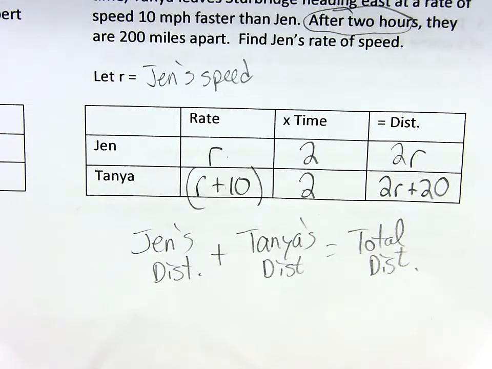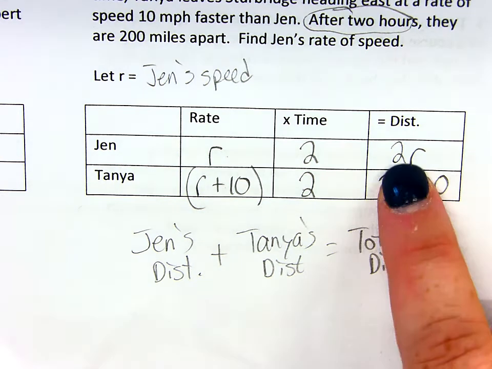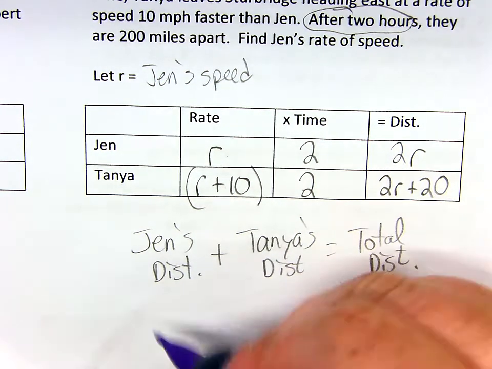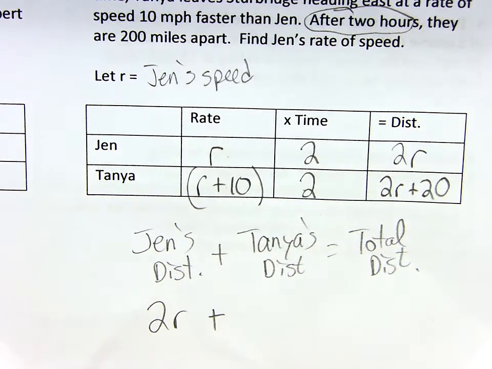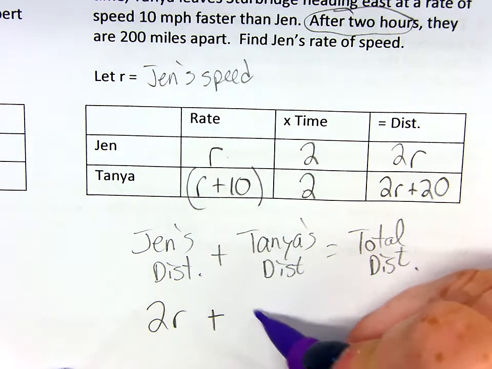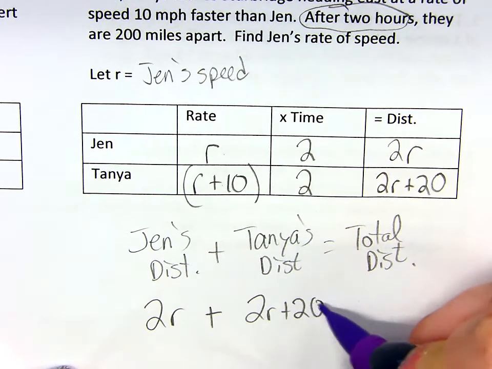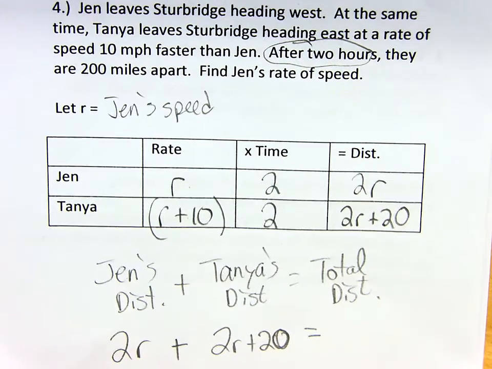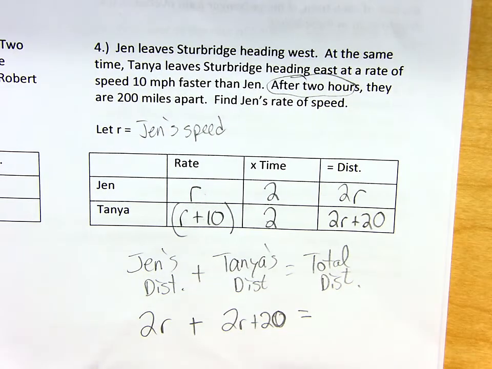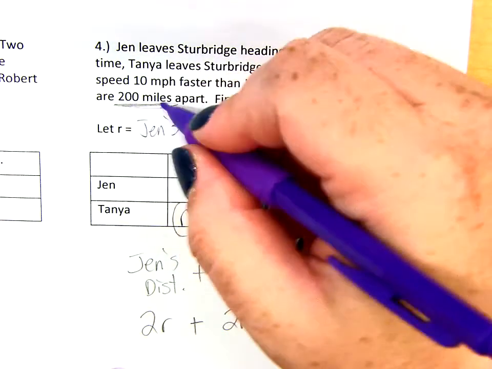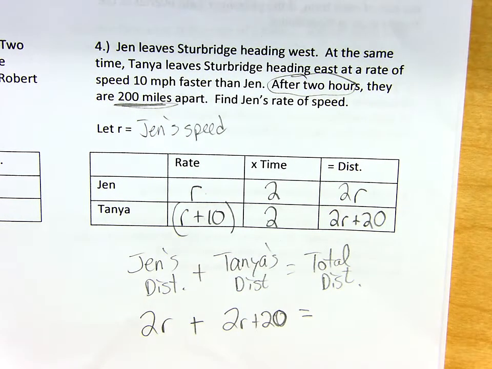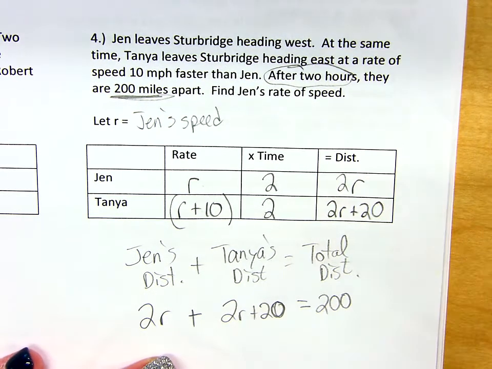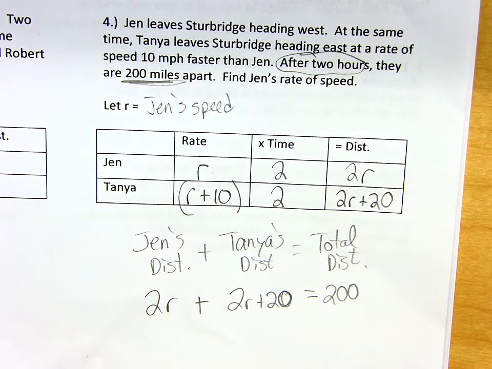Your chart helps you with this. It's already kind of set up. You know Jen's distance. Just look at the chart. What is it? 2R, right there. Jen, distance. She's 2R. Plus, Tanya's distance is 2R plus 20. And the total distance, now you got to go back to the problem. Did they say what the total distance is going to be? Right here, yeah. After 2 hours, the girls are 200 miles apart. So that goes in for my total distance. That's it. Now it's just an equation for you to solve.